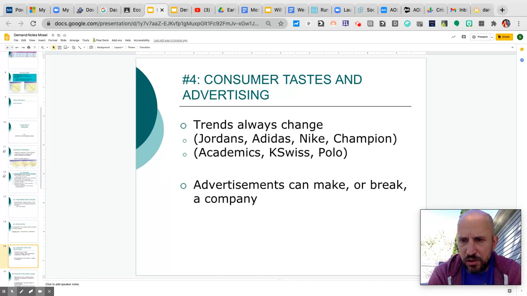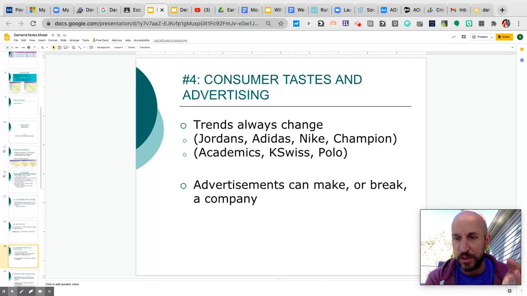Something else that also changes the demand of a product would be consumer taste and advertising. So trends always change, from Air Jordans, Adidas, Nike. Champion became big within the last couple of years. If you asked me 10 years ago if anybody was wearing Champion, I would say no. Or if anybody was, nobody really cared about it. But the trend changed and everybody was wearing Champion.